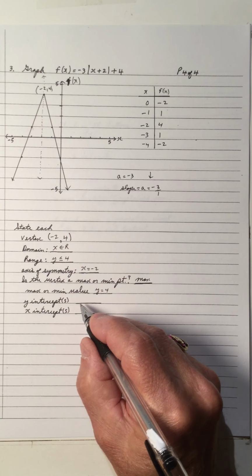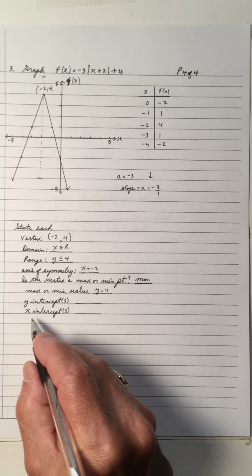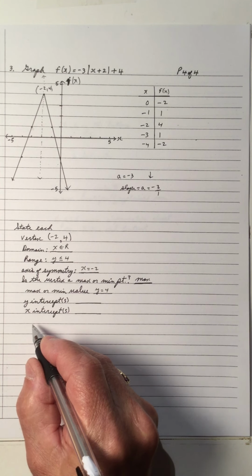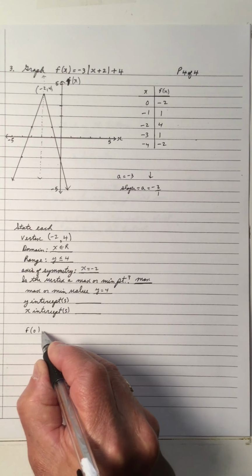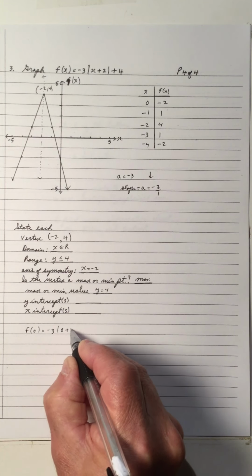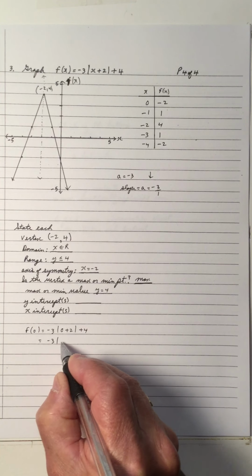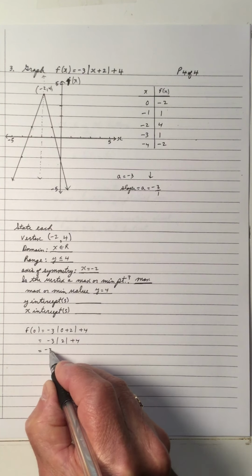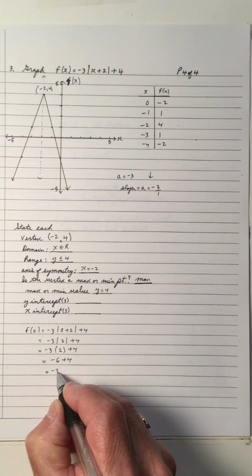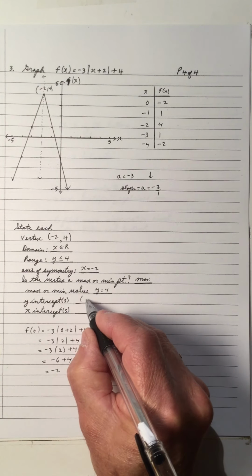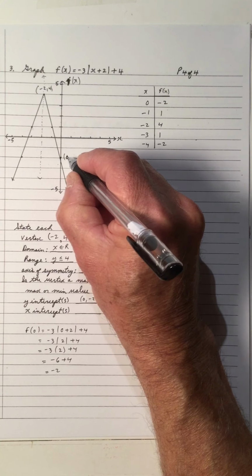And the y-intercepts, well, we don't have the y-intercepts. Well, we got to work them out. So the y-intercept is when we make x equal 0. So if we make x equals 0, f of 0 equals -3 times the absolute value of 0 plus 2, plus 4. The absolute value of 2 is 2. -6 plus 4 is -2. So the y-intercept, x is 0, y is -2, which is true. X is 0, y is -2.